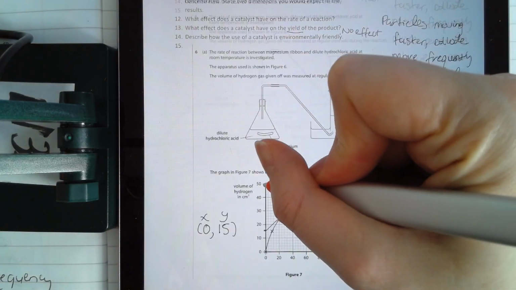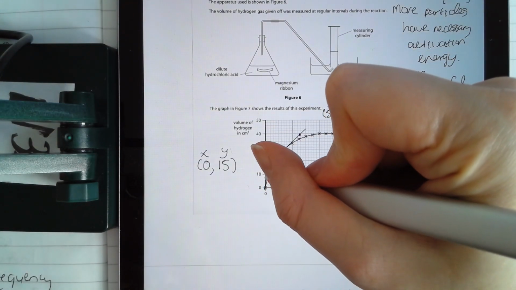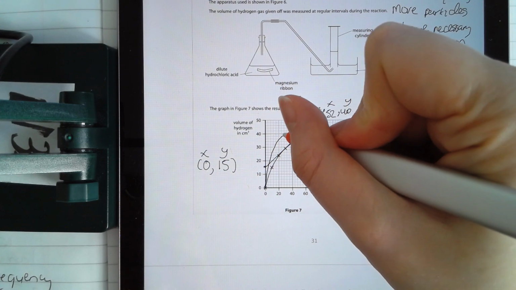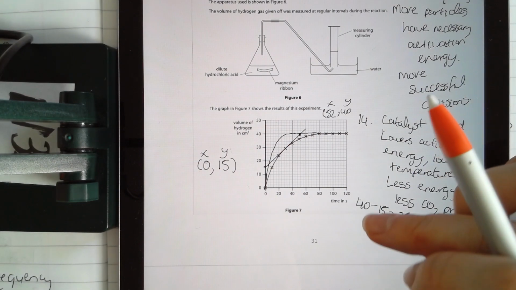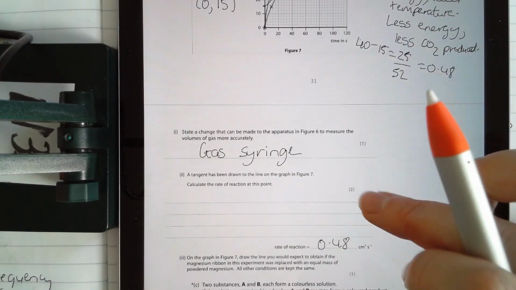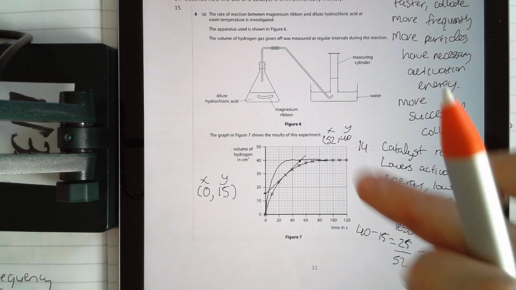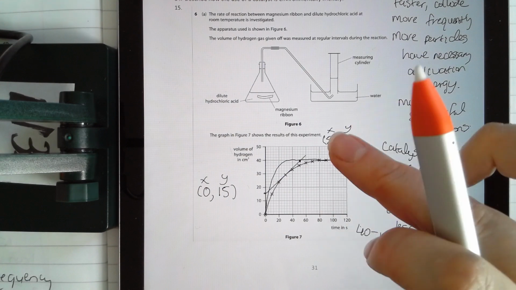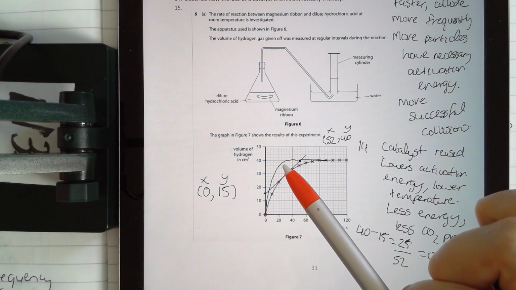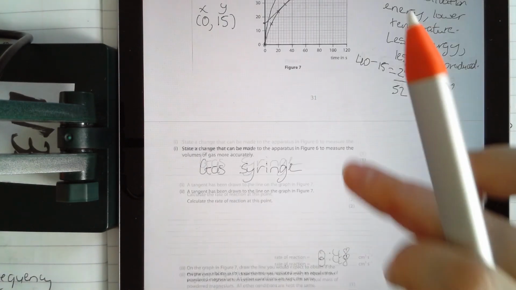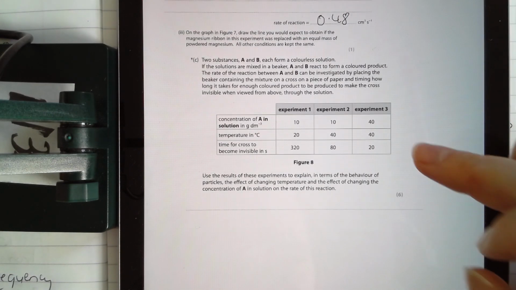So it's for 2 marks. You get your first mark for just drawing a really steep line, and you'll get your second mark for leveling it off at 40 centimeters cubed. Okay? Yes, the reaction is quicker, but they tell you you're still using the same mass of magnesium, you're just grinding it up into a powder. You have the same amount of reactants in there, the amount of products is going to be the same. So 1 mark for a steeper line and 1 mark for leveling it off at the right point, which is going to be 40. The last question, it's a 6 marker.